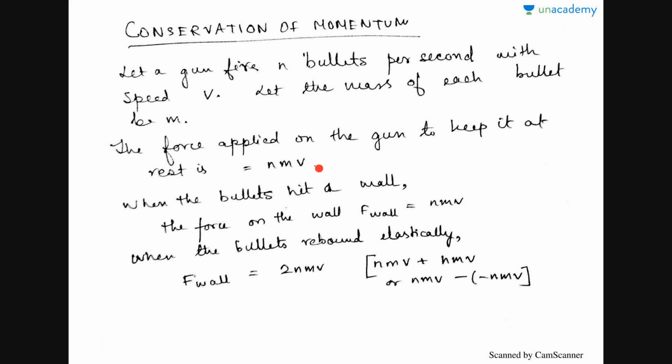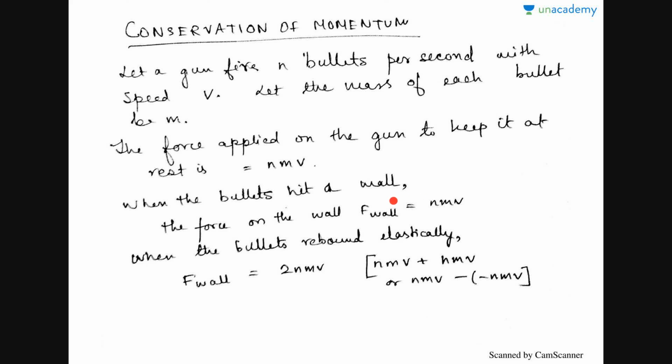Why? Because if a gun shoots, as we have seen from Newton's third law, action and reaction occur in pairs. So the recoil is given by the change in momentum, that is nmv. Now when the bullets hit a wall, the force on the wall is nmv, the change in momentum.